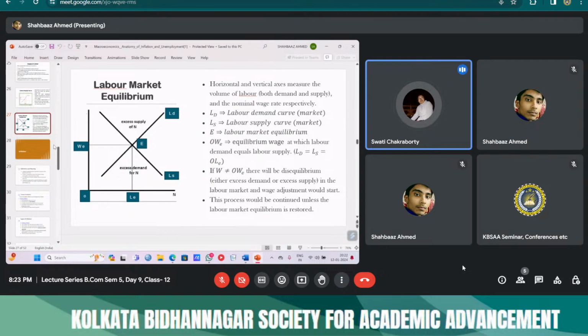Yeah, and when there is excess, if there's a disequilibrium, what happens? The labor market adjusts to bring back the equilibrium condition until the labor market equilibrium is achieved.